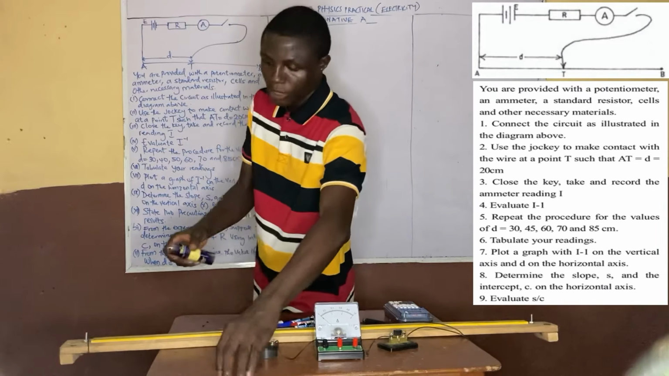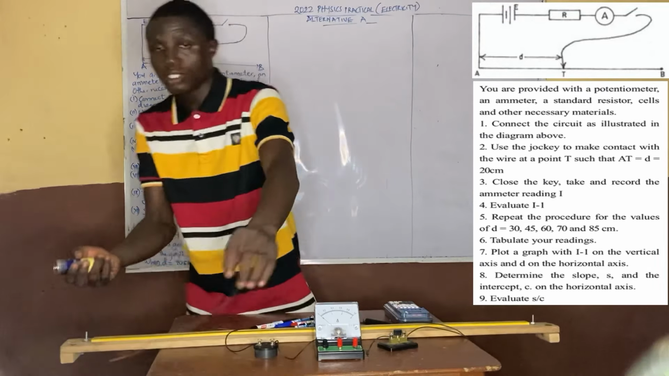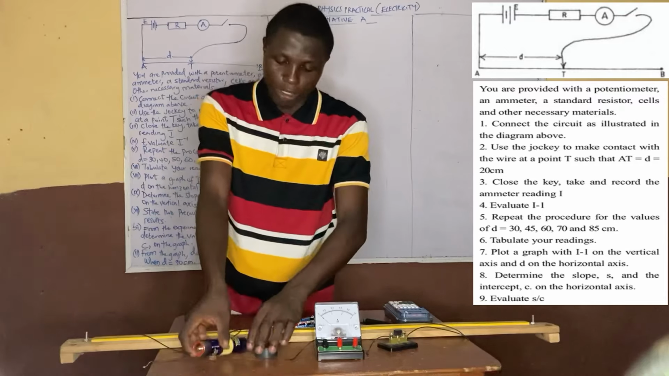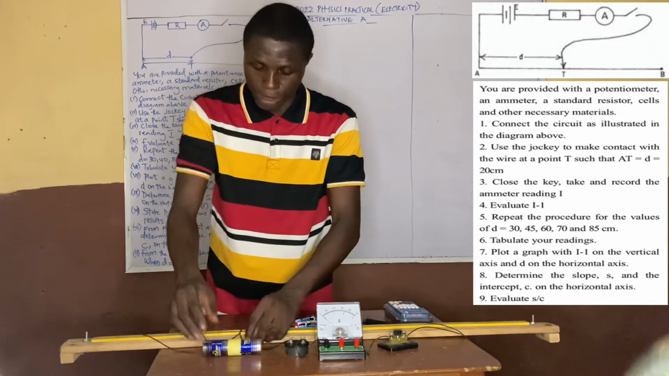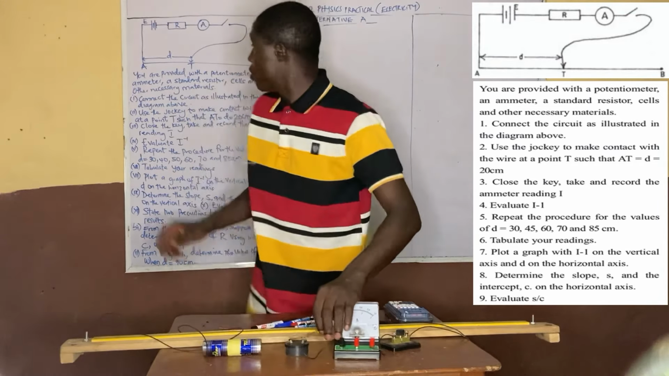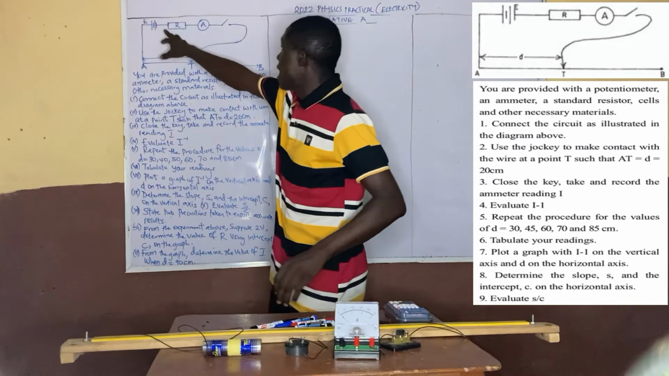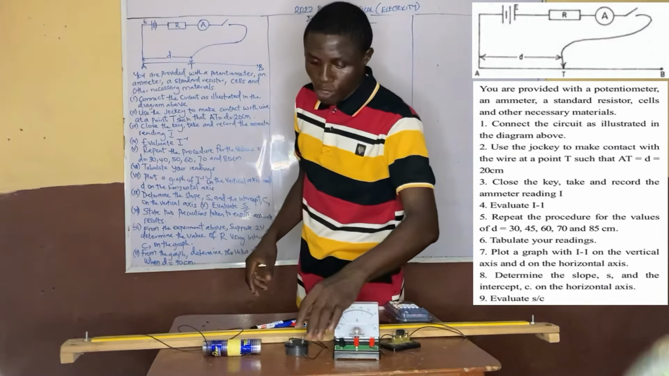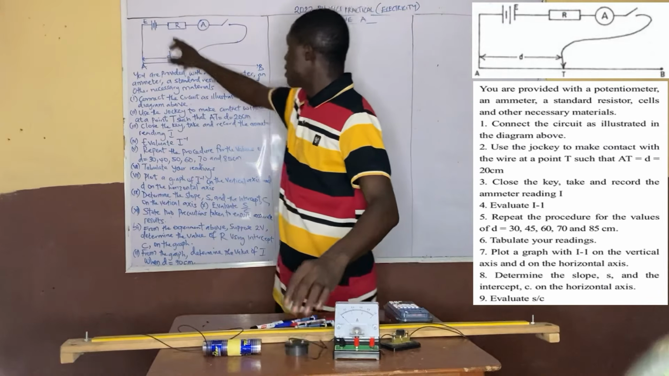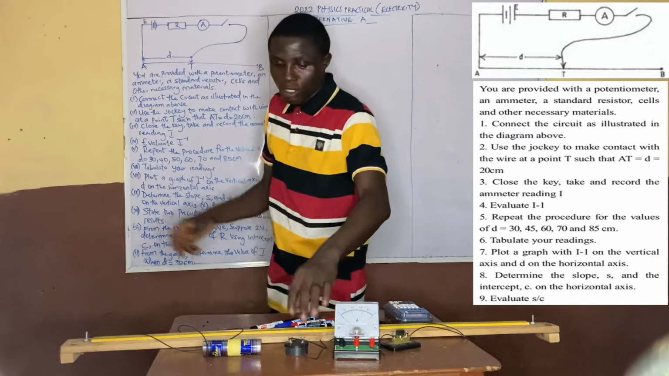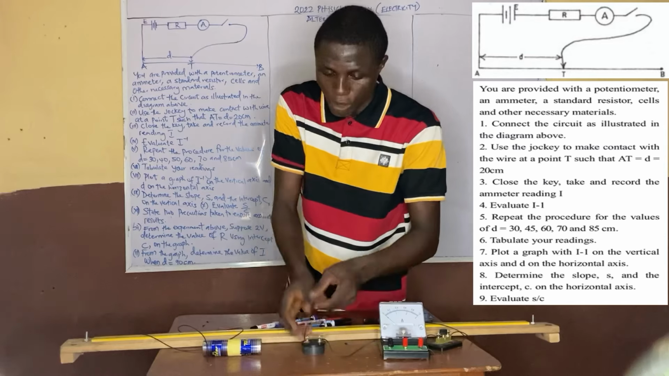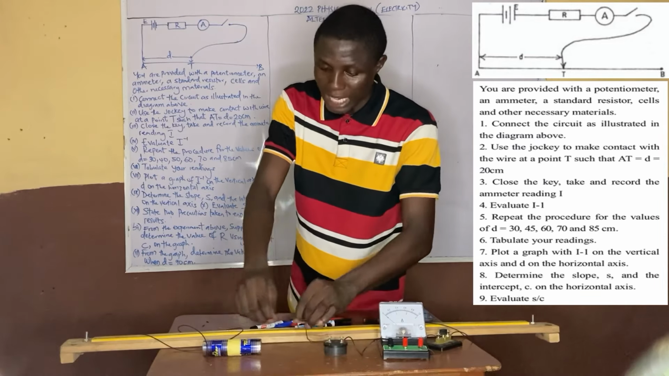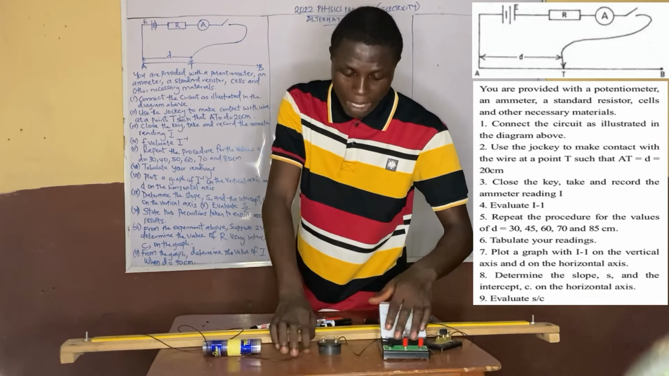So this is the cell. These two cells make up the battery. So this is going to the battery. While from this area in here, we have the standard resistor of 2 ohm, which connects to the other side of the battery. So this standard resistor of 2 ohms connects directly to the other side of the battery, which is the negative end.